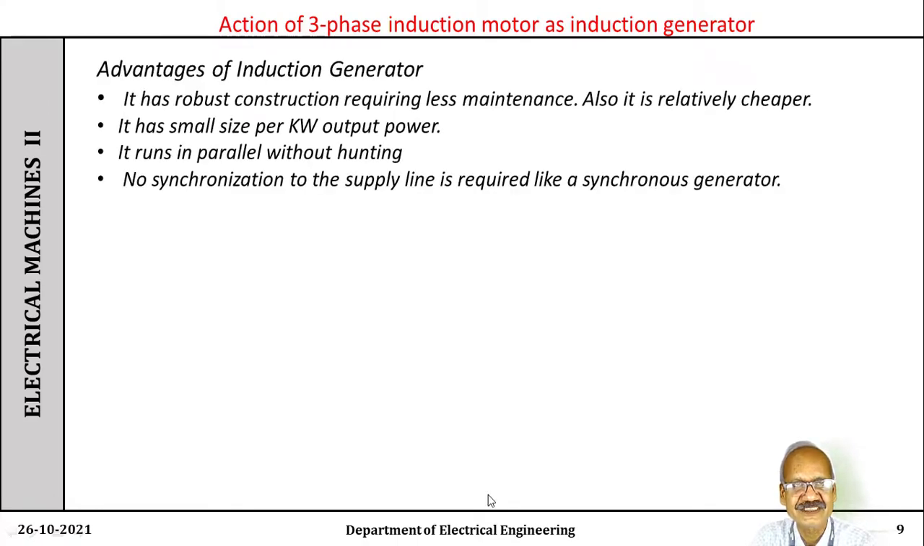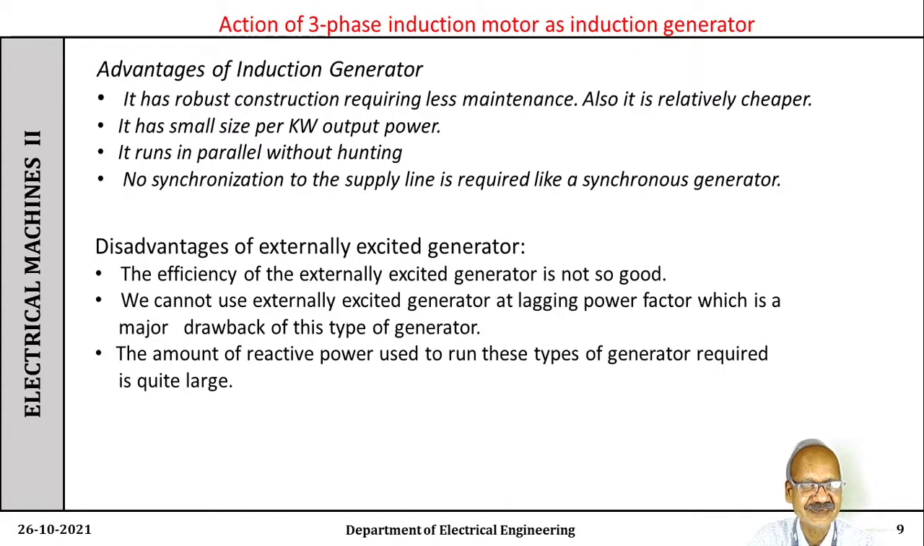Now, what are the advantages of induction generator? It has a robust construction. We have already learned the induction motor has a robust, very cheap and easier construction, less maintenance, relatively cheaper. It has a smaller size per kilowatt of power rating or power output. It runs in parallel without hunting. No synchronization to the supply line is required like a synchronous generator, because it is an asynchronous generator.